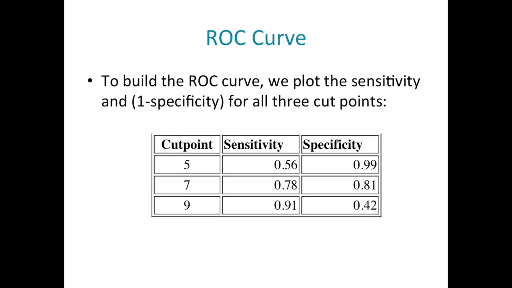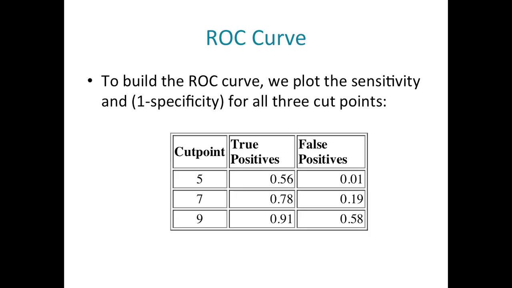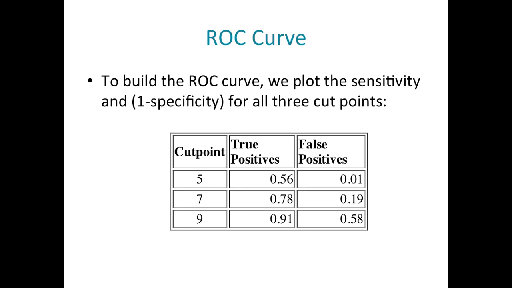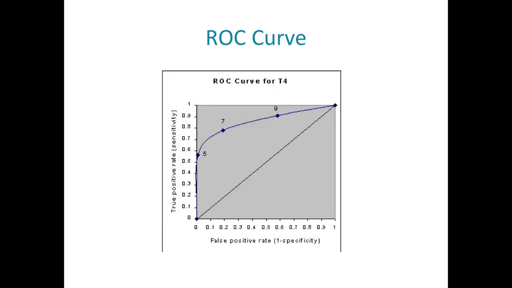Okay, so the difference between this one and this one is that the sensitivity is the true positives, and the specificity is not represented in the ROC curve. In the ROC curve, we represent the false positives, which is 1 minus the specificity. And so that's the only change between those two tables. These are the numbers that we're going to represent, and this is the ROC curve that we get.